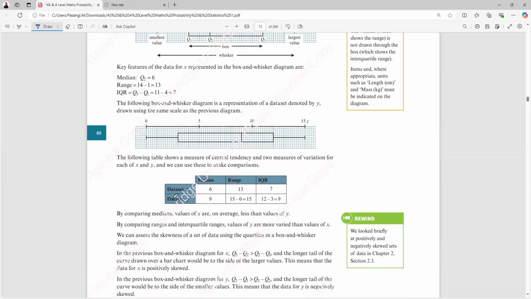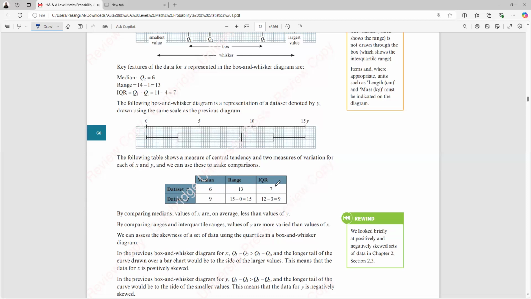So what will happen if we have two data sets, like data set 1 and data set 2? Now we can have a proper comparison, right? For the median, range, IQR, all these values are there. We have the median values in both, that is 6 and 9. Here we have the range, that is 13 and 15. And here we have the IQR, the interquartile range, that is 7 and 9.